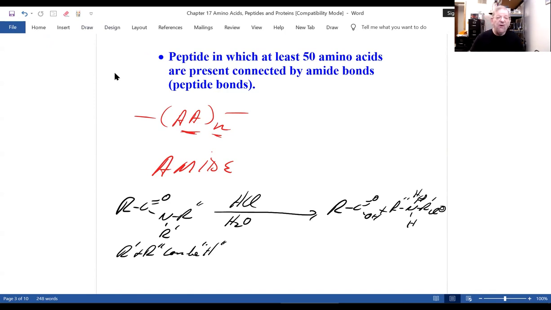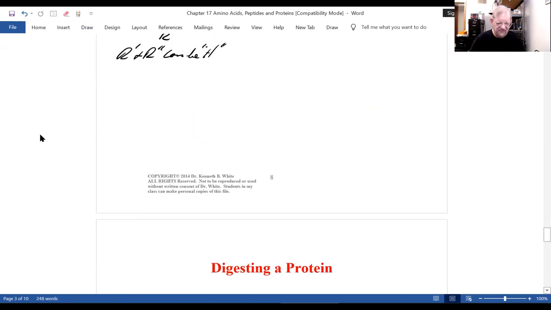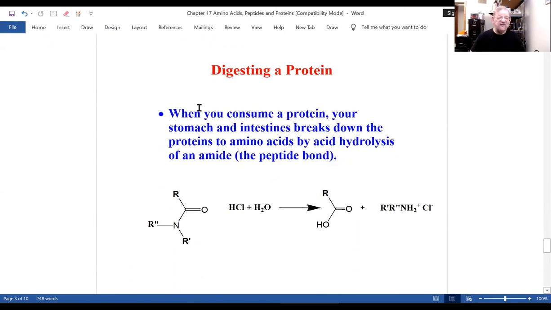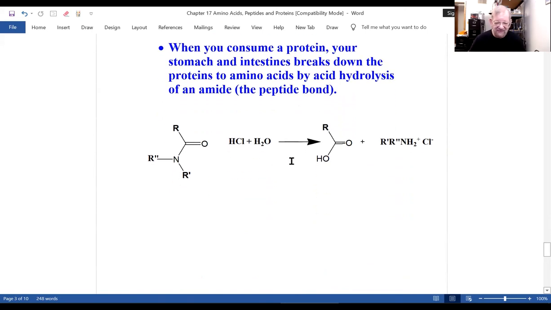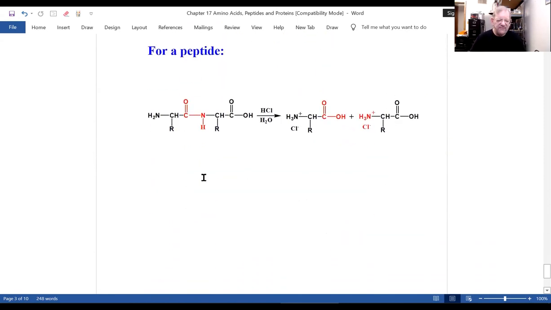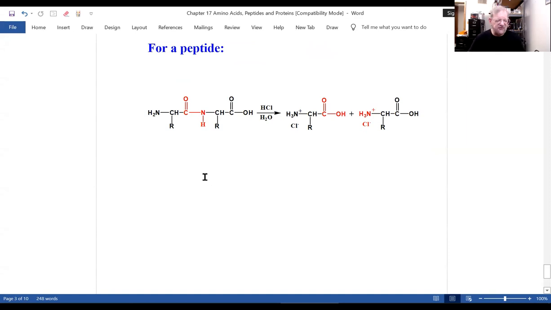Well, let's look at when you eat something with protein in it. And when you digest a protein, you consume it, you chew it and swallow it, and it goes in your stomach and intestines and breaks down how? Acid hydrolysis of an amide. And here we have, I wrote it this way, same thing, where R prime and R double prime, one or both can be hydrogens, and acid and water, you get back the carboxylic acid and the amine salt you would have used to make that. Now, I just have a simple peptide, but the same thing is true for all proteins. What's the key linkage? This right here, it's an amide.